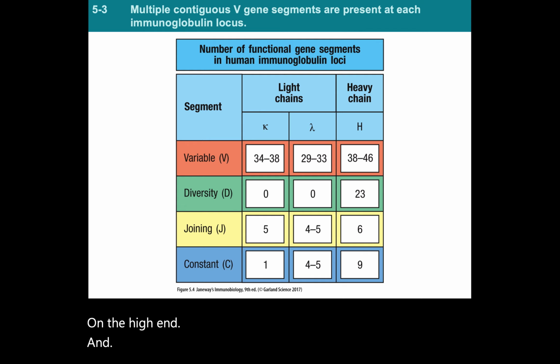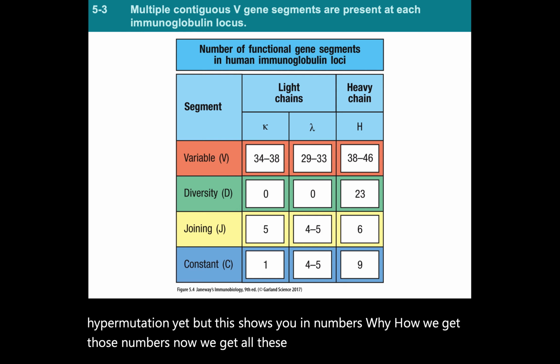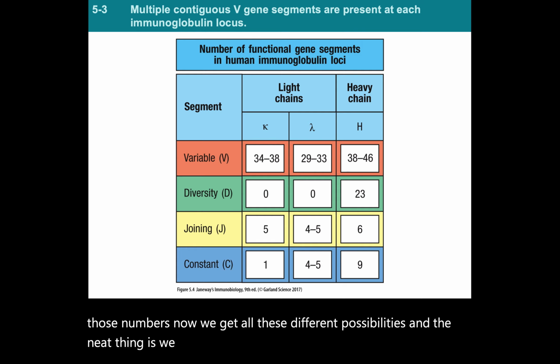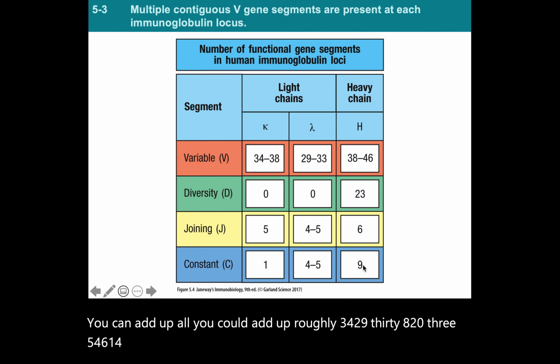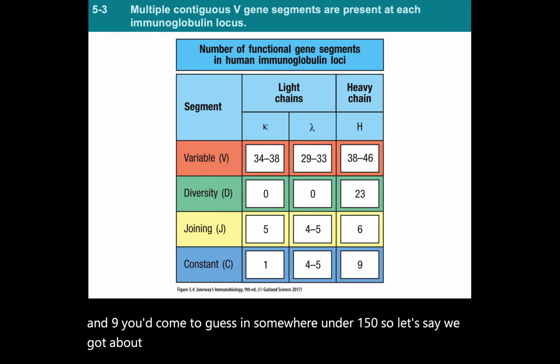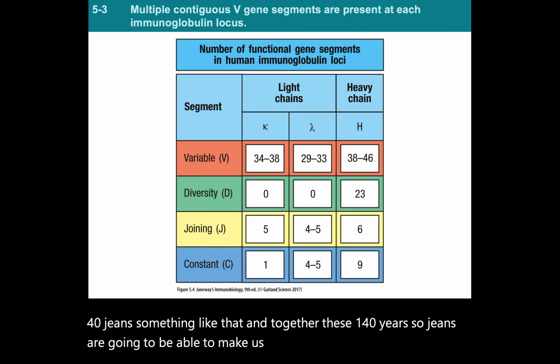And this is just the start, remember. We haven't done our somatic cell hypermutation yet, but this shows you in numbers how we get those numbers and how we get all these different possibilities. And the neat thing is, we can make 60 million genes, but we do it with only, look, you can add up all of these. You can add up roughly 34, 29, 38, 23, 5, 4, 6, 1, 4, and 9. You'd come to, I'm guessing, somewhere under 150. So let's say we got about 130, 140 genes, something like that. And together, these 140 or so genes are going to be able to make us 60 million combinations of genes.